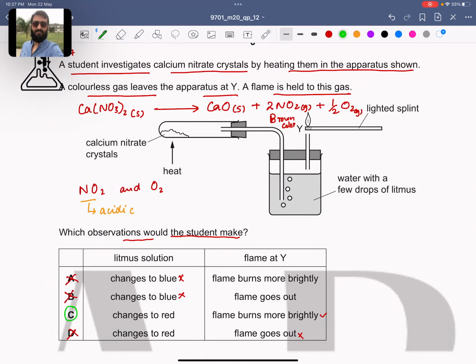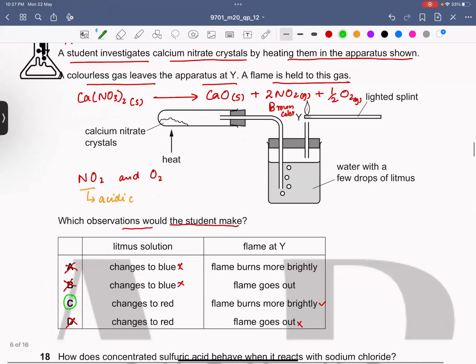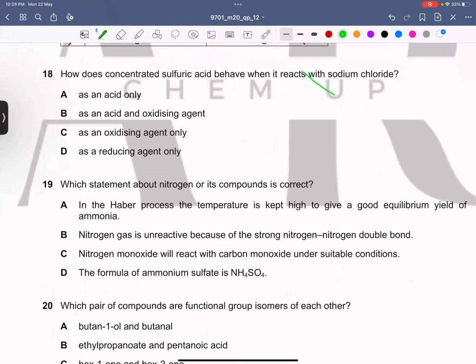Is this understandable to everyone? Okay. Now, question number 18. How does concentrated sulfuric acid behave when it reacts with sodium chloride?